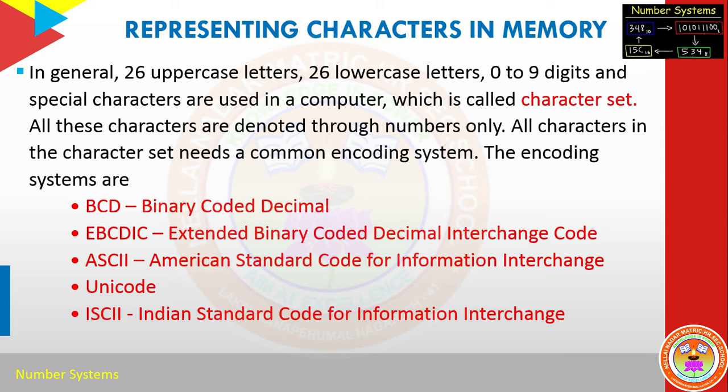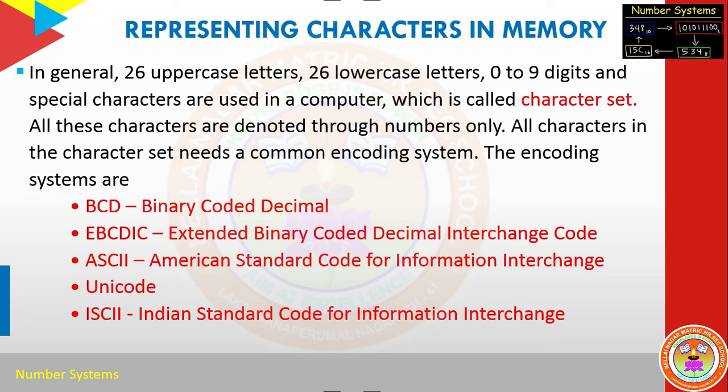So all characters in the character set need a common encoding system. So we are following different types of encoding systems here. Number one, BCD, that is binary coded decimal, number two, EBCDIC, that is extended binary coded decimal interchange code, and number three, ASCII, American Standard Code for Information Interchange. The next one is Unicode. Then the final one is ISCII, that is Indian Standard Code for Information Interchange. We'll see one by one what the different types of coding schemes are.